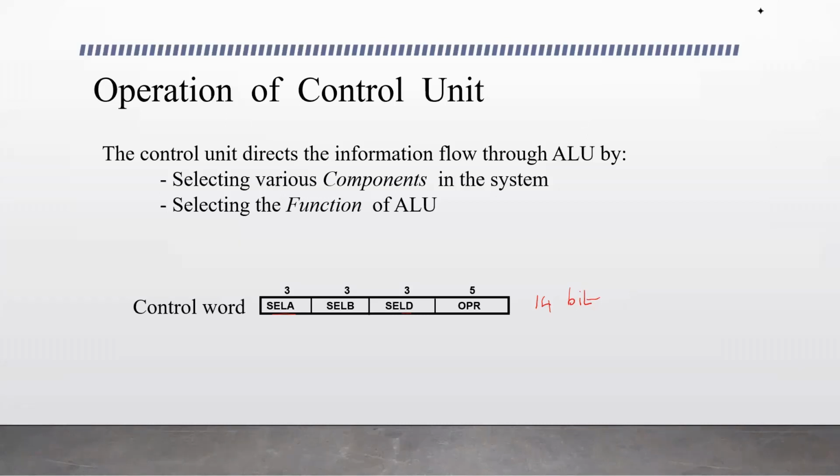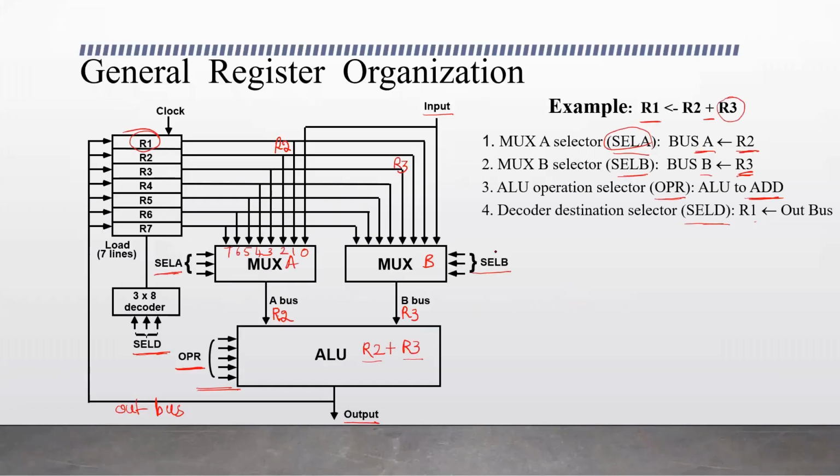Yes, here the 14-bit control word determines the operations that need to be performed by the ALU and the register transfer, that is, transfer of information between the registers. So if we see the register selection field, the register selection inputs are SELA and SELB, right? Input selectors. SELD is the output register. This selects the output register, the destination selector.